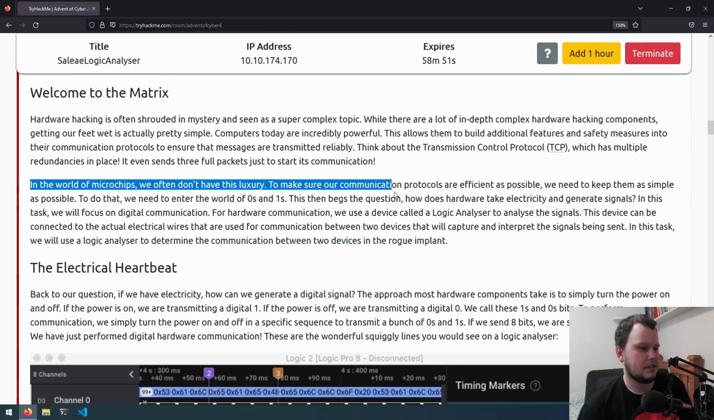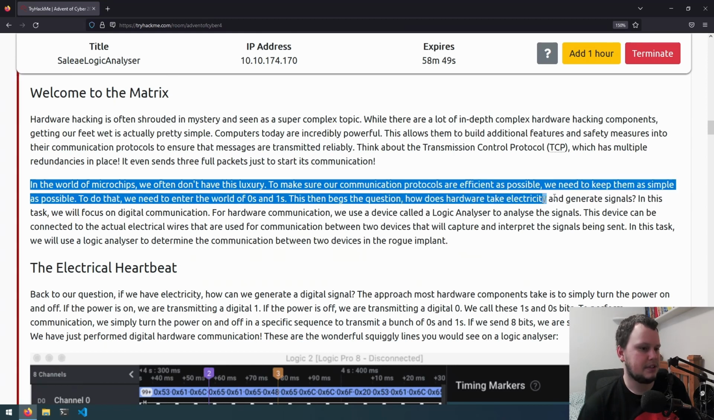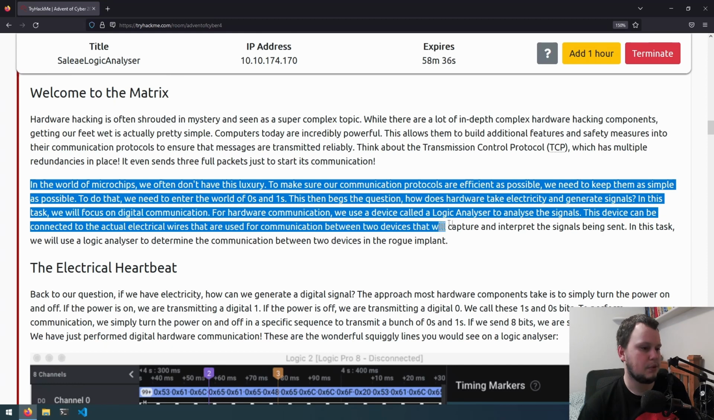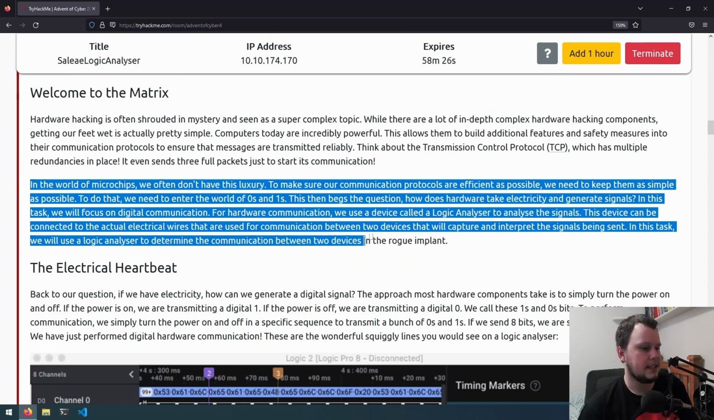This then begs the question, how does hardware take electricity and generate signals? In this task, we'll focus on digital communication. For hardware communication, we use a device called a logic analyzer to analyze the signals. This device can be connected to the actual electrical wires that are used for communication between 2 devices, and it will capture and interpret the signals being sent. In this task, we will use a logic analyzer to determine the communication between 2 devices in the rogue implant.